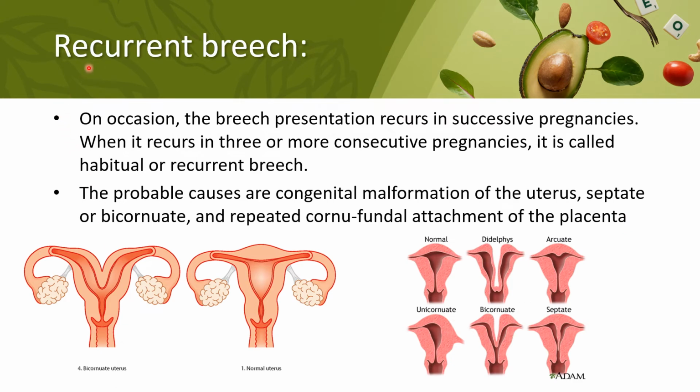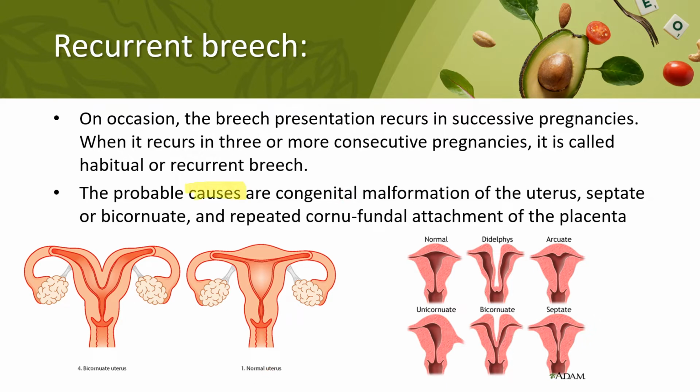The next one is recurrent breech. Recurrent breech means it reoccurs whenever the mother becomes pregnant. So the mother always has breech presentation, and it recurs in successive pregnancies. These conditions we can call habitual or recurrent breech. So what is the cause for this recurrent breech?